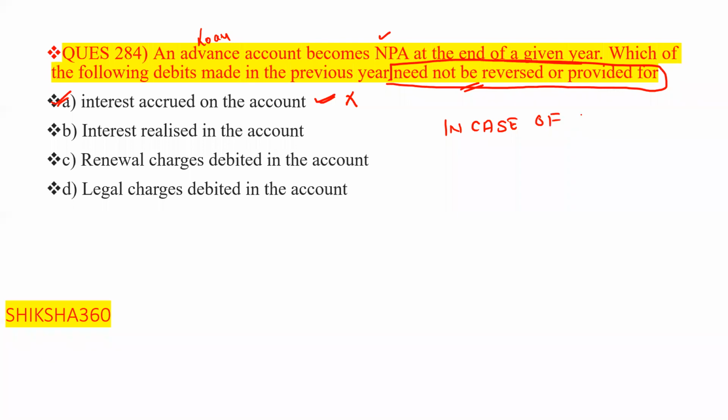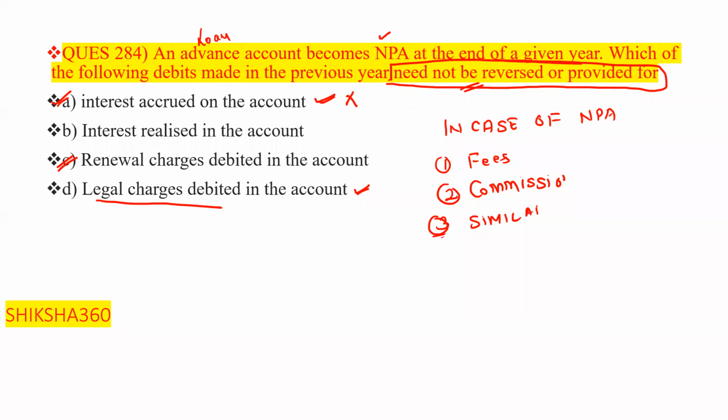In the case of an NPA, what we have to reverse: first one is the fees, like legal charges. We have to reverse this. Second one is commission fees. Renewable charges is basically the commission to the bank, so we have to reverse this also. And third one is similar income that has accrued. Interest accrued we also have to reverse.